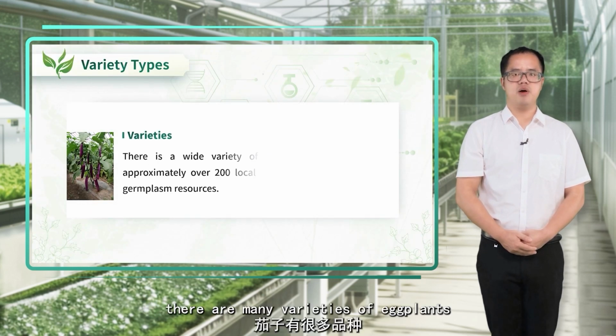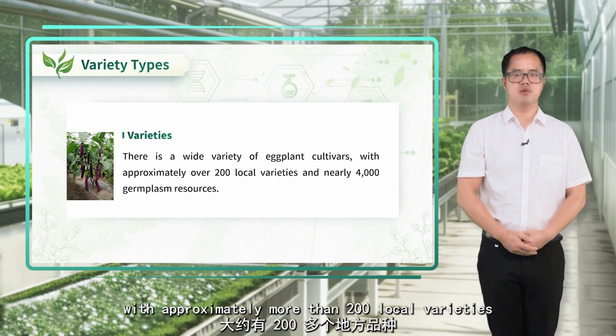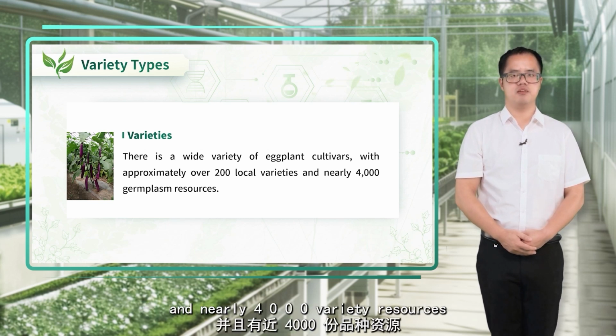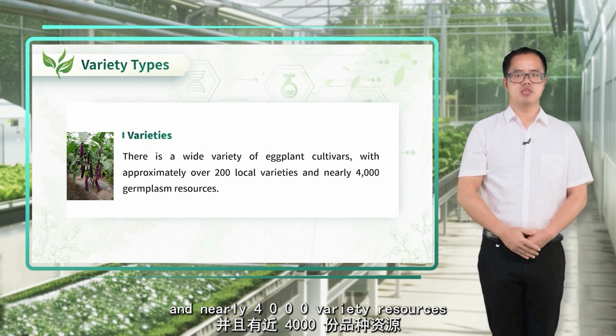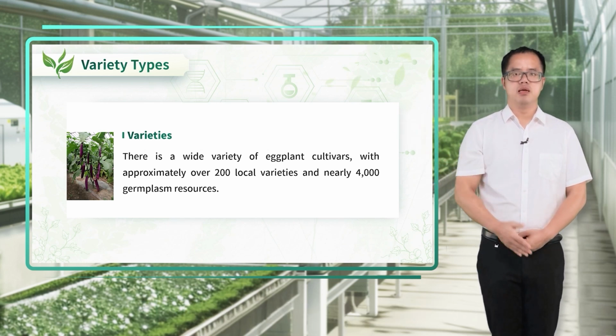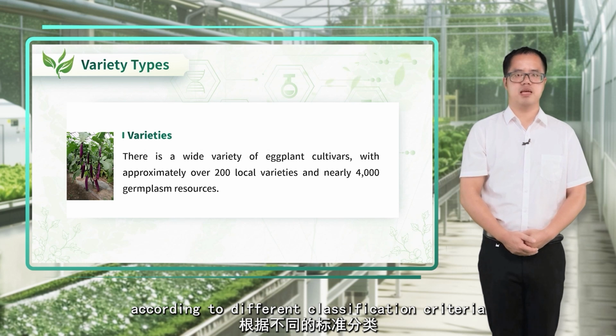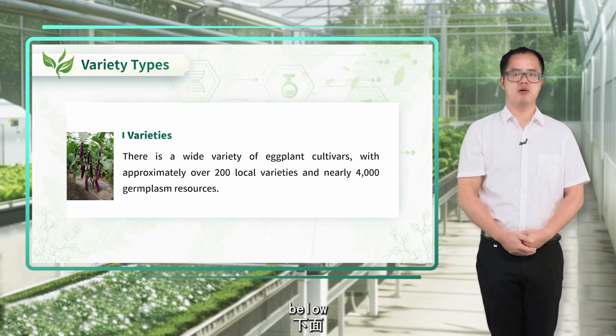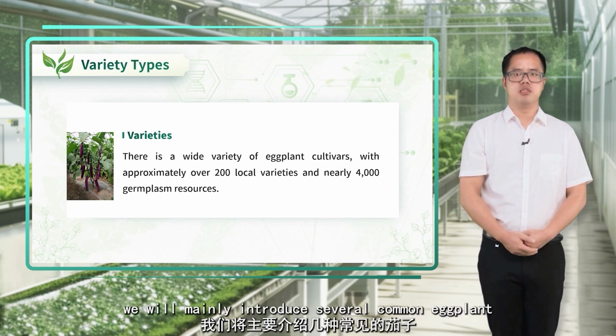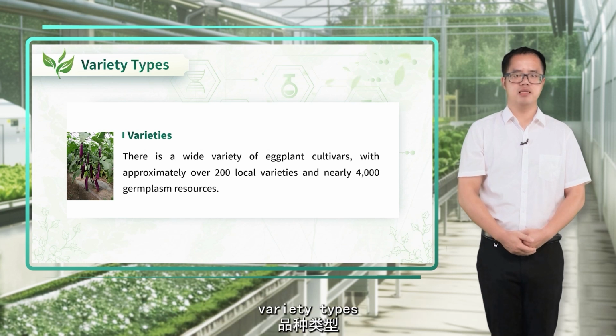There are many varieties of eggplants, with approximately more than 200 local varieties and nearly 4,000 variety resources. These varieties can be divided according to different classification criteria. Below, we will mainly introduce several common eggplant variety types according to fruit morphology.